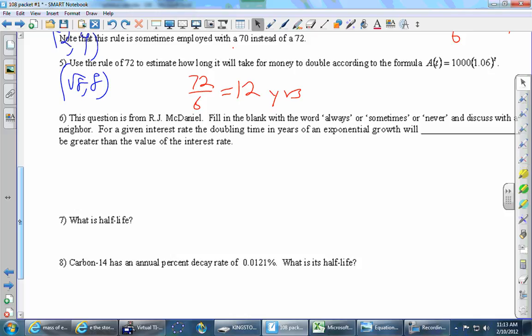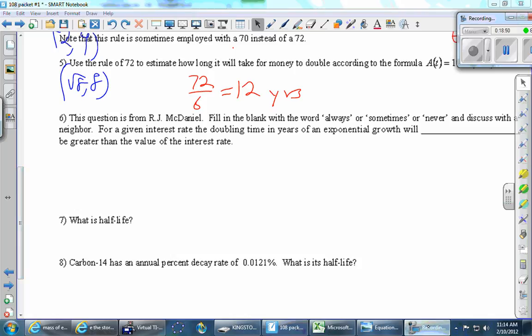Okay, so I want to know, will it always be greater? Will it sometimes be greater? Will it never be greater? This is not an easy question. We're going to spend a couple of minutes just processing. So process and talk with your neighbors.